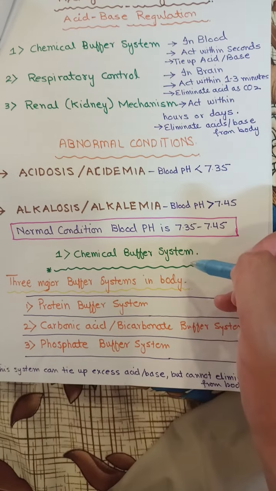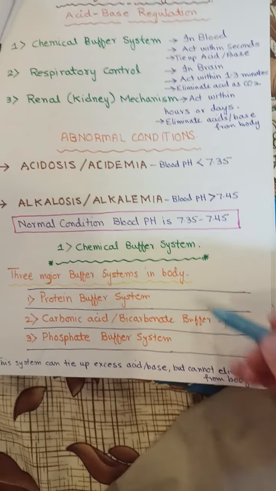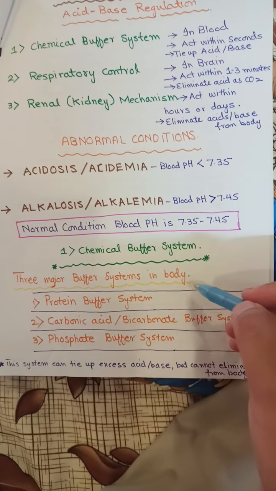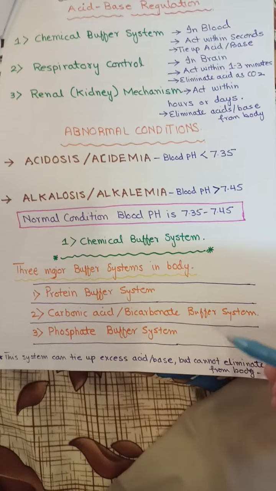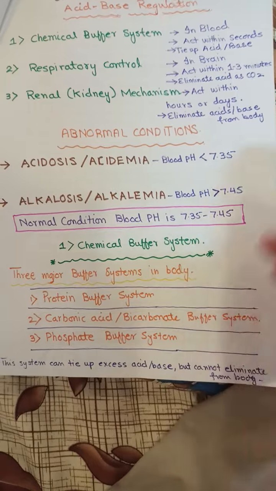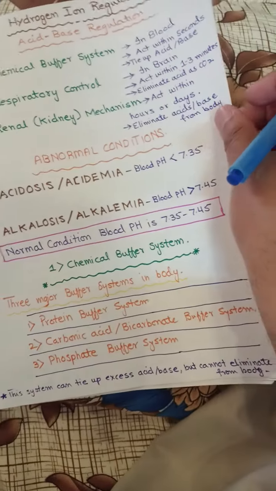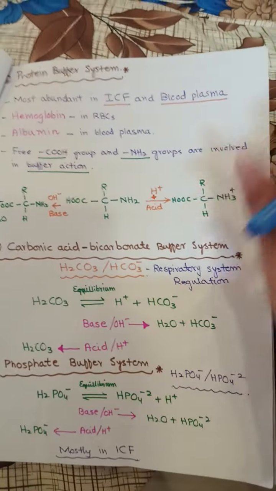Chemical buffer system. It is the first buffer system that maintains acid-base balance. In our body, three major buffer systems perform: the protein buffer system, the carbonic acid and bicarbonate buffer system, and the phosphate buffer system. These systems tie up the acid or base within seconds.